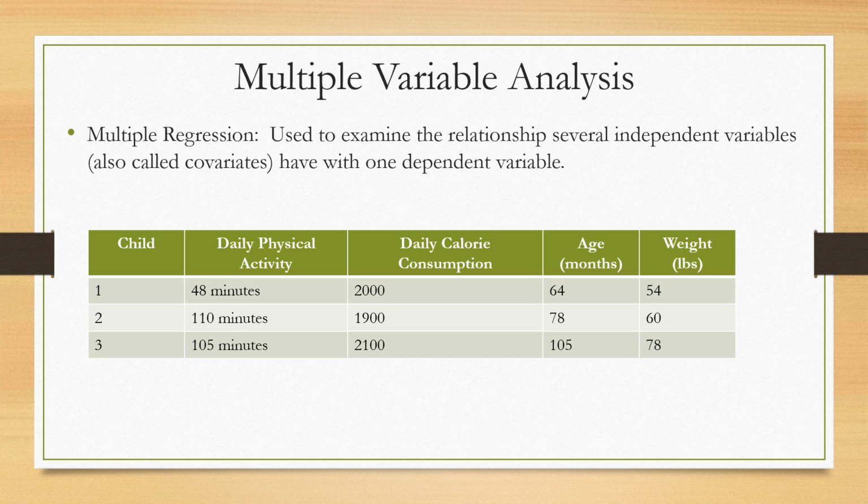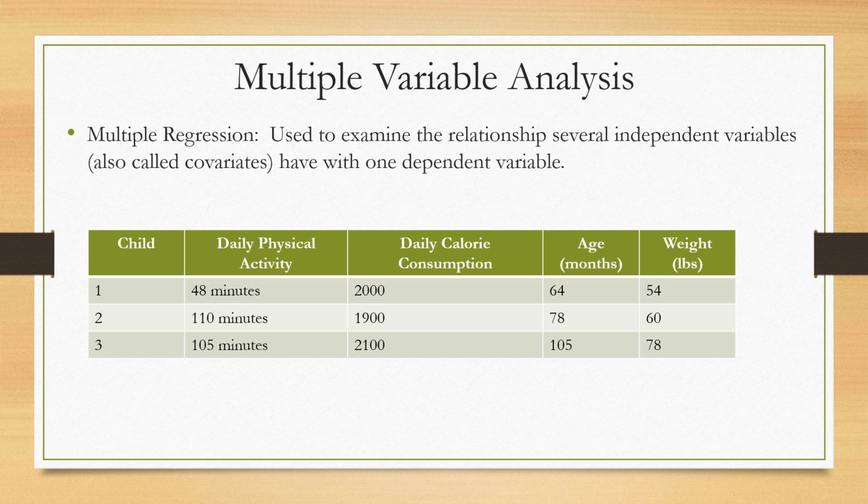Using all of my data, I'm able to then use an equation to establish regression coefficients for each variable to predict the weight of a child given specific variables of daily physical activity, daily calorie consumption, and age. For example, I can determine the overall weight each variable has on my dependent variable of child weight in pounds.